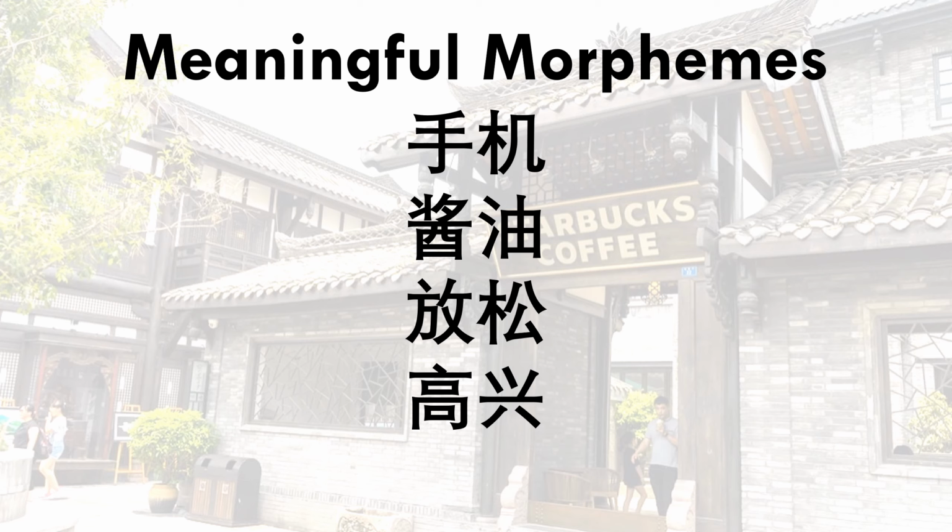So moving on to meaningful morphemes. And what I mean by this is, each part of the word actually means something significant. 手机, the first one, that means cell phone. 手 means hand, and then 机 is a device, so that's a cell phone. Your hand can hold a device. 手机, both parts are meaningful, so you want to stress both.